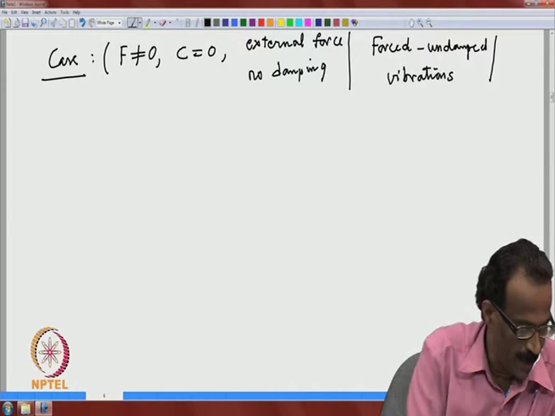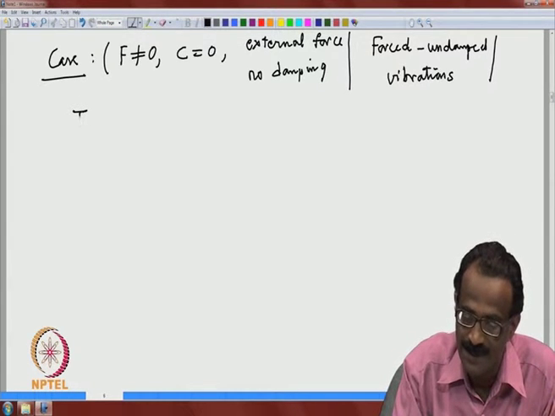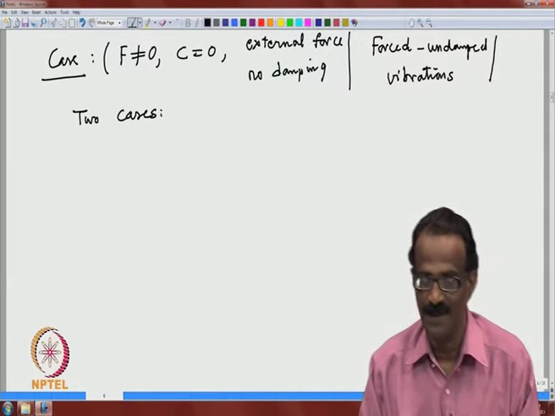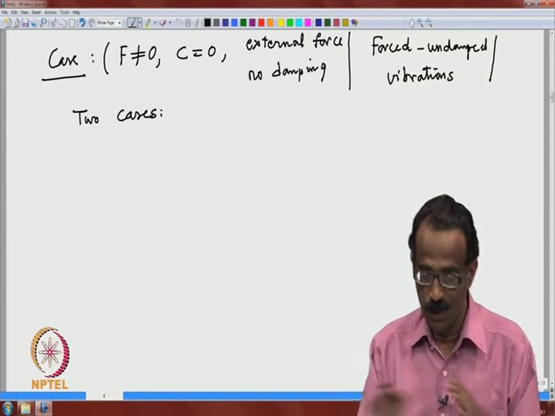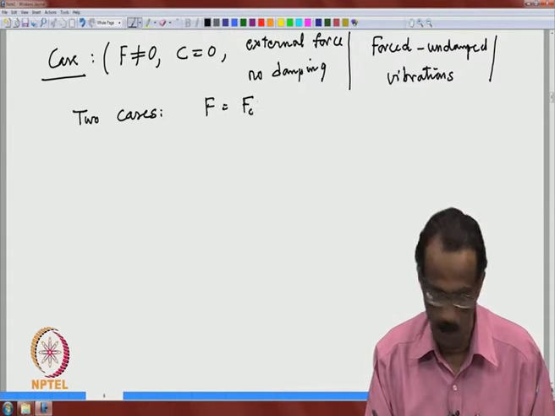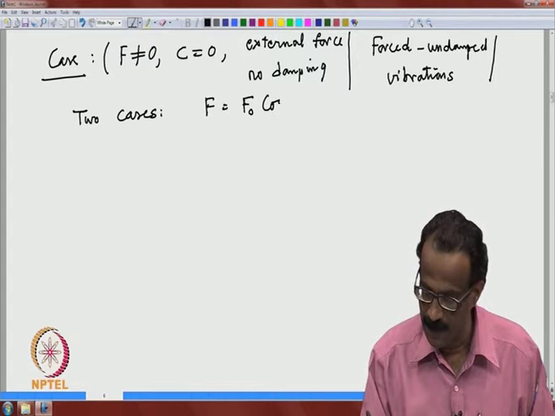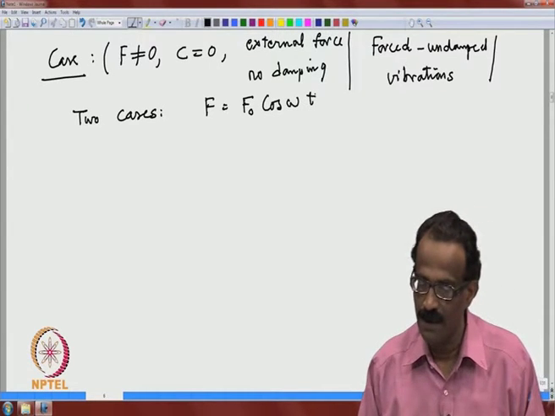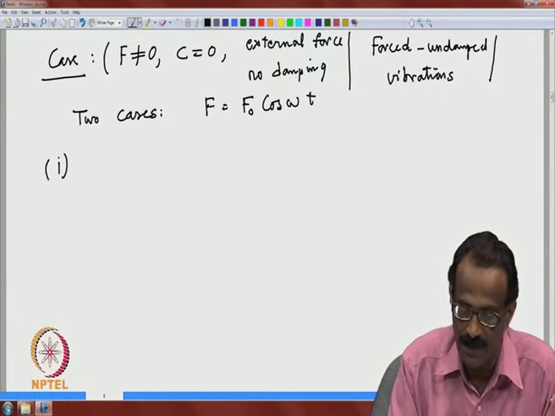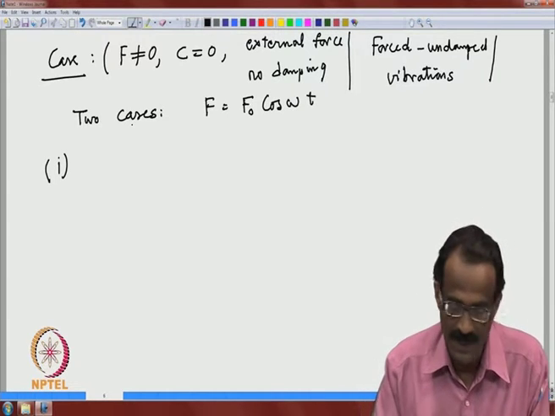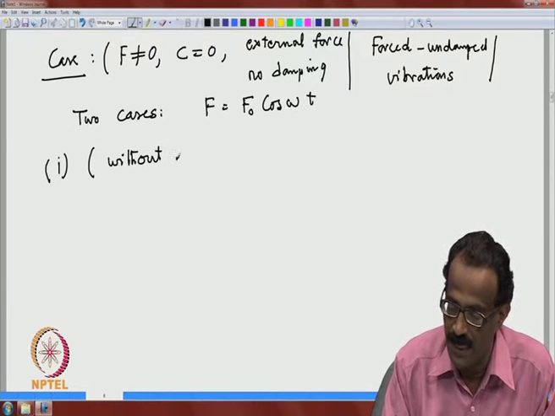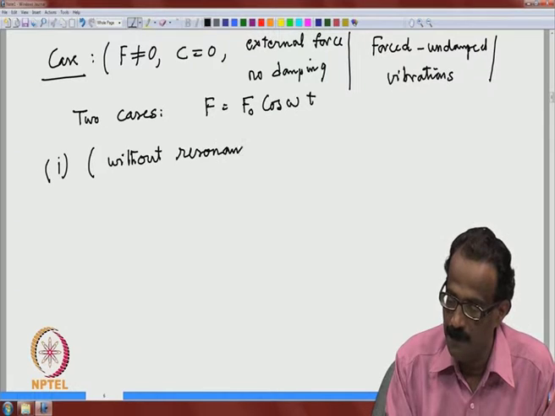So, here itself there are two cases to study separately. You have to split because it is a complicated thing; the two cases behave differently. So what is your F? I am again assuming it to be of the form F naught into cos omega t. First let me tell you the sub case called, you will understand why, without resonance. I am going to introduce a new terminology: without resonance.